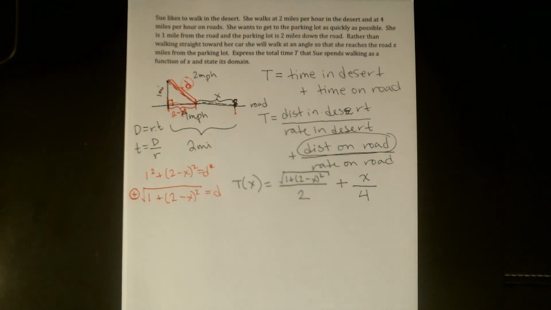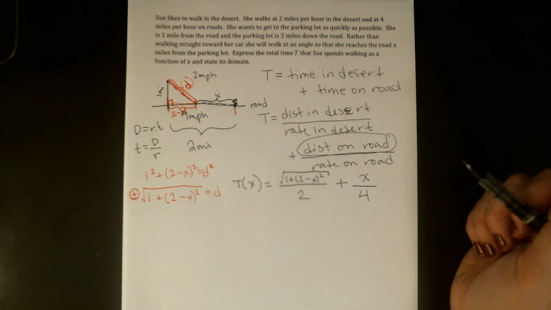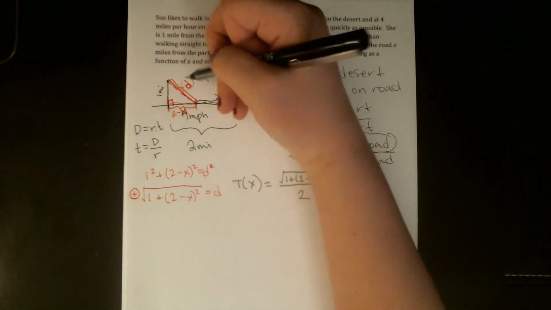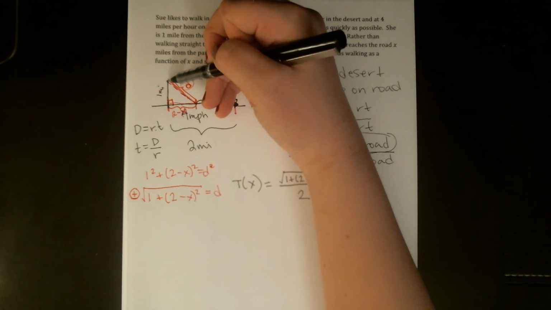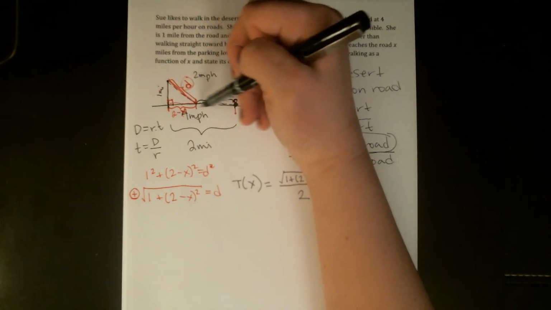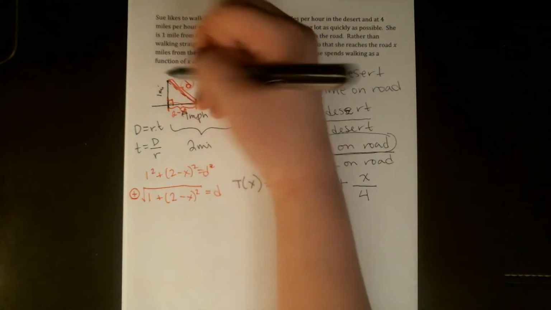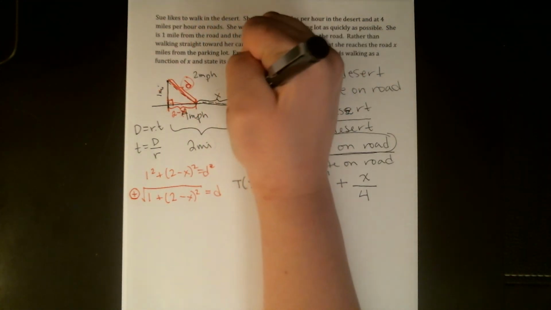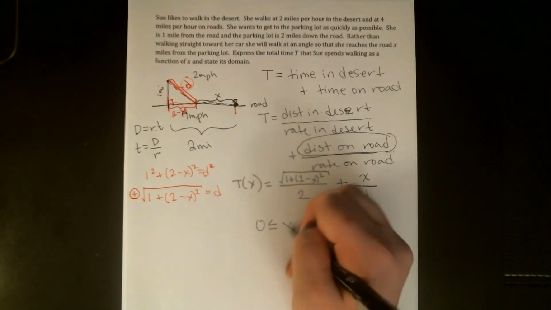I believe this one asks for a domain as well. It does. Okay, so reasonable domain. The smallest x value, we've actually already talked about the extremes. The extremes are cutting straight across to the parking lot and not walking on the road at all, versus cutting directly across to the road and spending as much of your walk as possible on the road. So cutting straight across to the parking lot would involve having an x value of 0. So I think that's our extreme again.